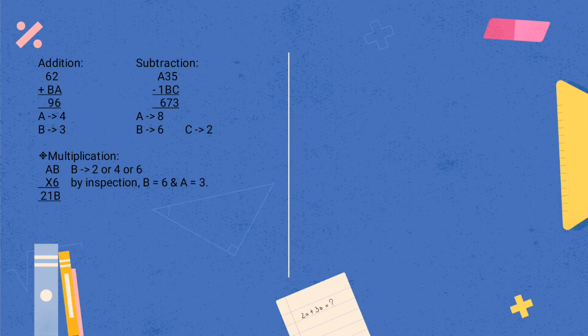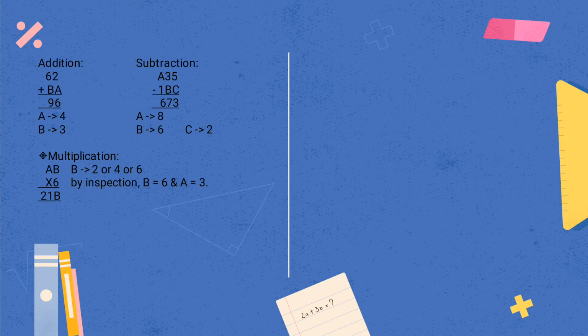Suppose we are given two numbers. BC is to be subtracted from A35, right? So what values will you select for A, B, and C? We will always start from the units place, right? So what will you subtract from 5 so that the result will be 3 in the units place? We can subtract 2 from 5. If we subtract 2 from 5, we will get 3 in the units place.